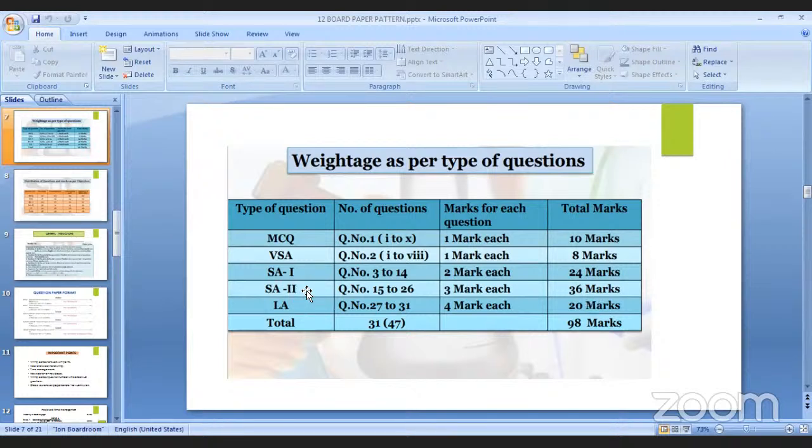Then short answers type 2, where each question is of 3 marks. So there will be 36 marks. How many questions? You have to attempt 12 questions. And long answers, there you have to attempt 5 questions of 4 marks each. There also you will get an option. So in the paper, only 18 marks are compulsory. You have to be very careful, where you will not take a risk of losing marks. I'll tell you further when we discuss individually.